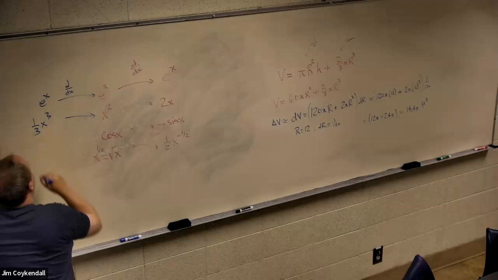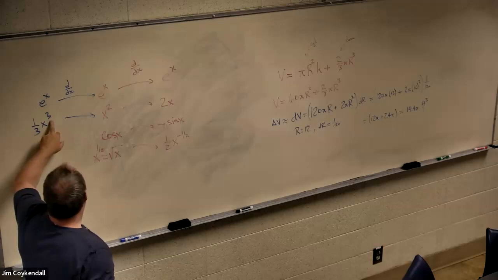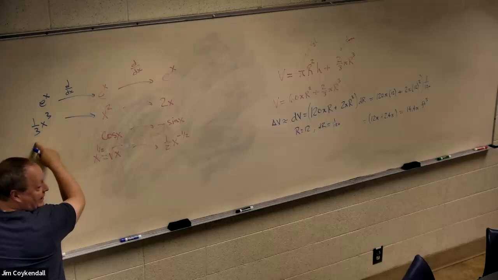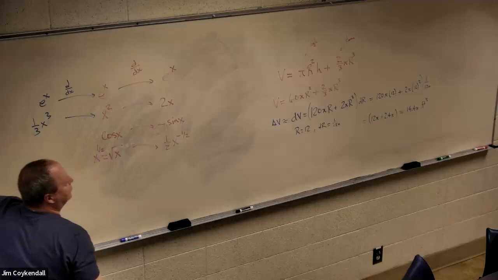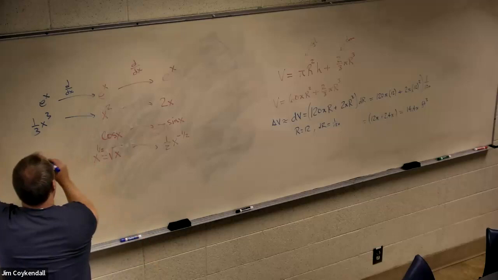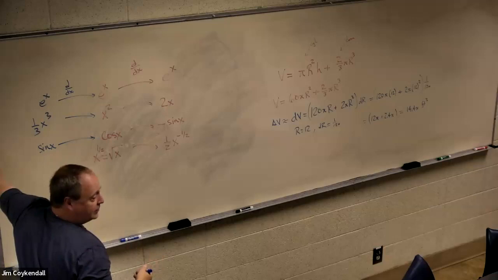Well, see what happens when you take the derivative of this. When you take the derivative of this, it brings the 3 down and cancels that. You okay with that? How about something whose derivative is... But derivative of sine is good. How about something whose derivative is x to the 1/2?